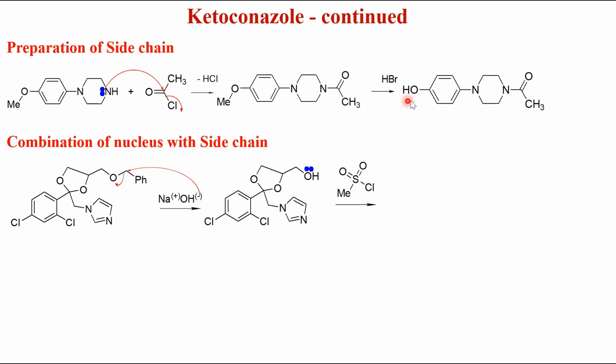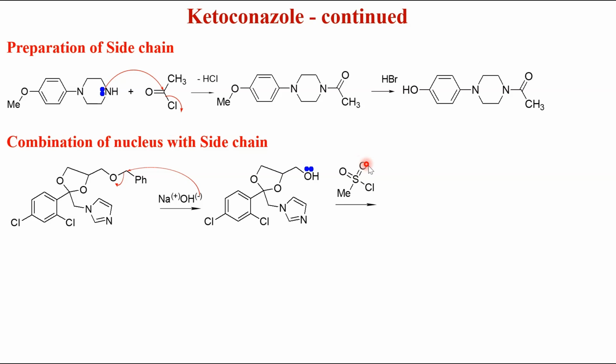If I attach this side chain to this CH2, then I will get ketoconazole. And OH, as it is not an easy leaving group, I increase the bulkiness of the OH by treating with methyl sulfonyl chloride so that it becomes an easy leaving group.